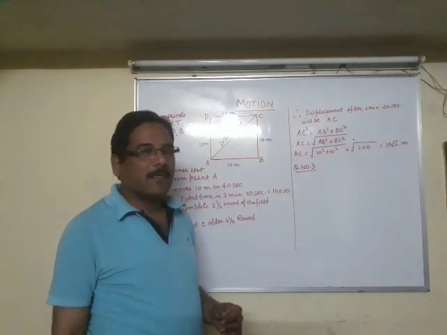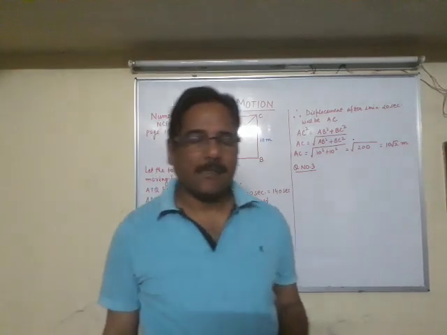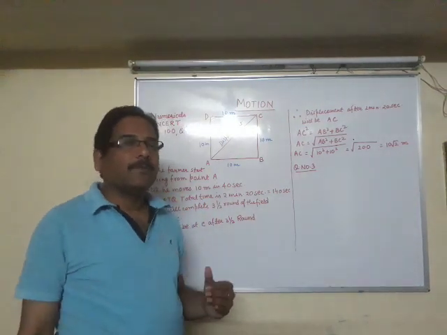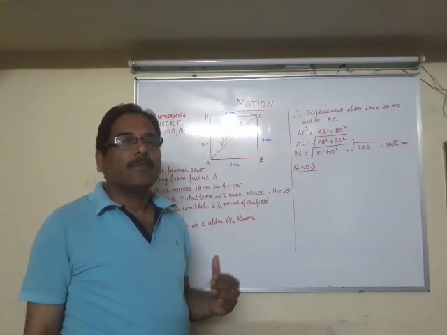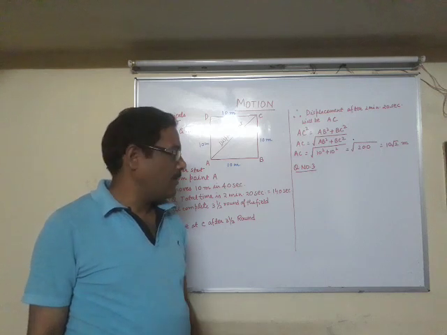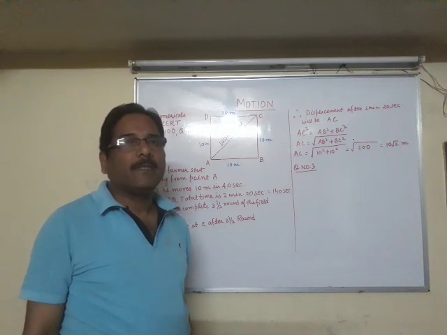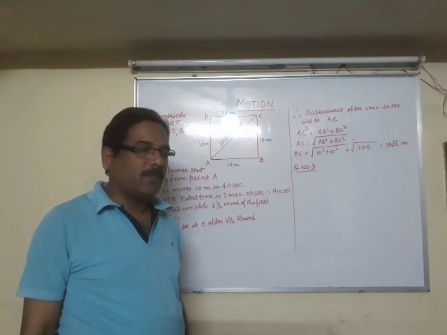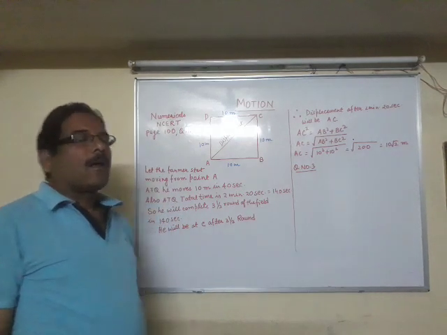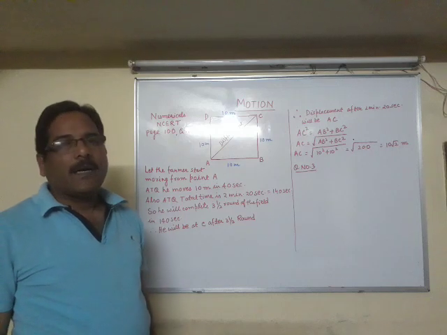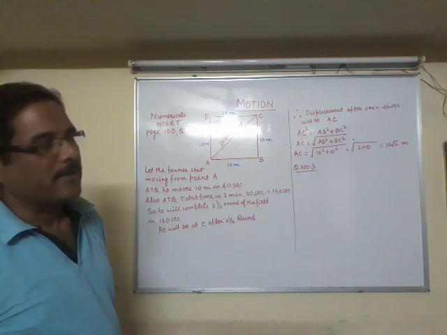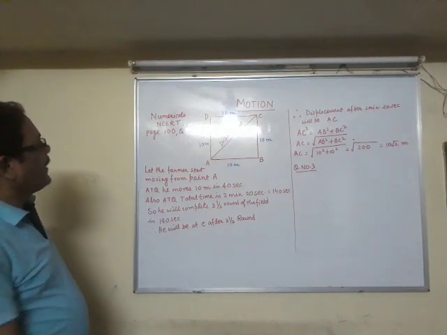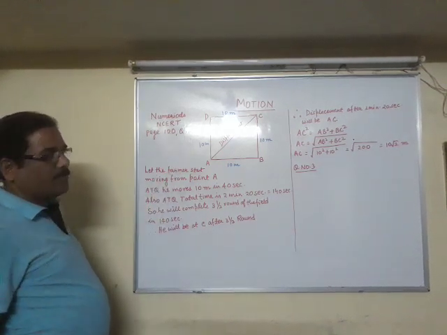As we discussed in the previous class, distance is the total length of the path traveled by a body, whereas displacement is the shortest straight line distance between the initial and final position. In this respect, I want to discuss two important questions of the NCERT book. On page 100, question number 2.